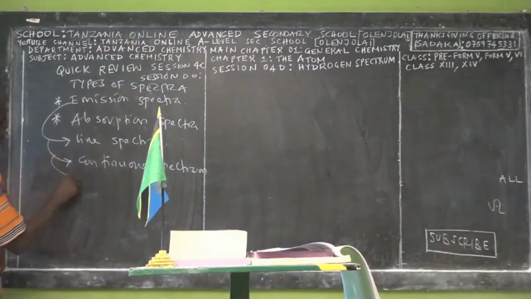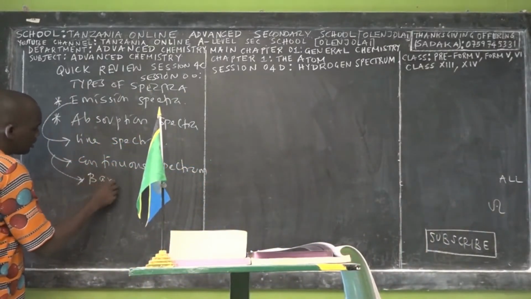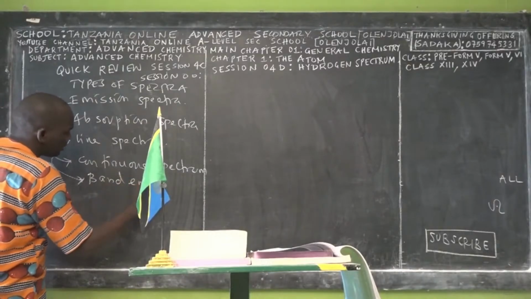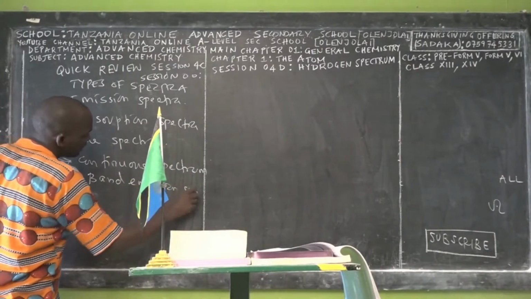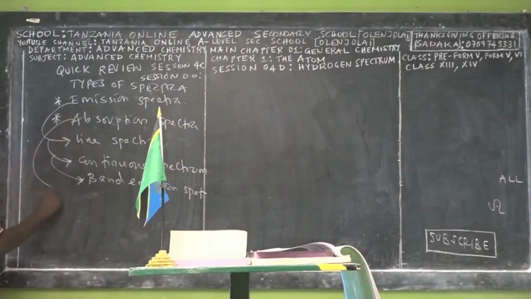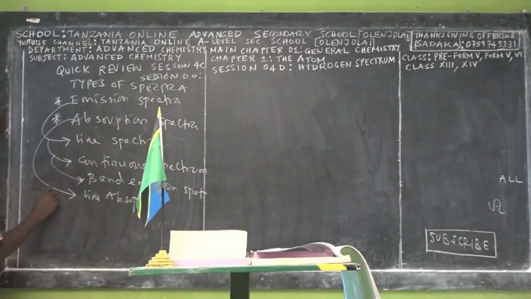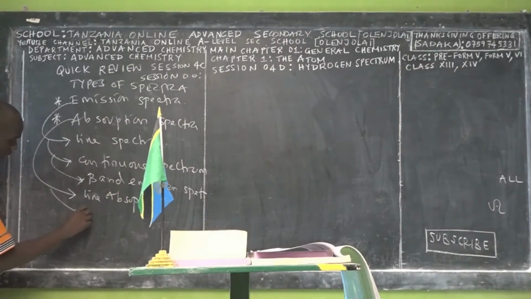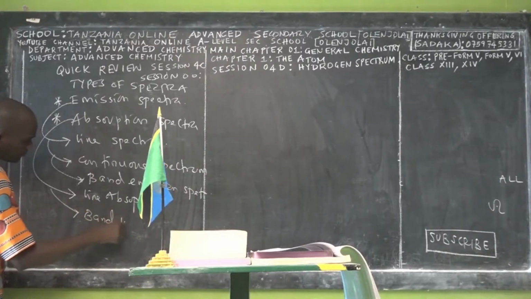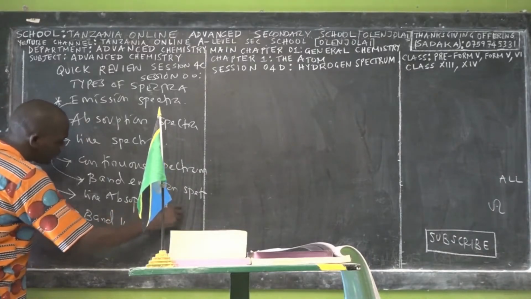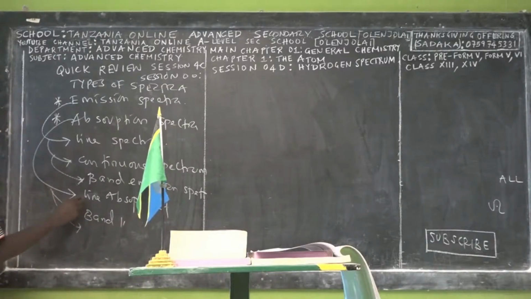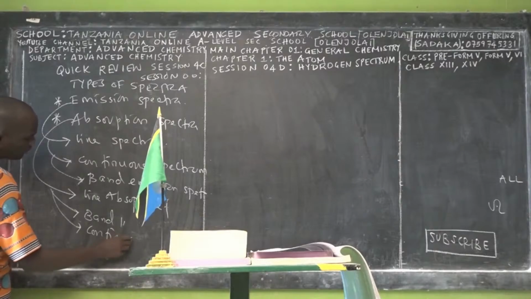Okay, into banding. Also you have banding emission spectra. The good news also, we have 3 types of absorption spectra. We have line absorption spectra, and also we have band absorption spectra, and also we discussed about continuous absorption spectra.